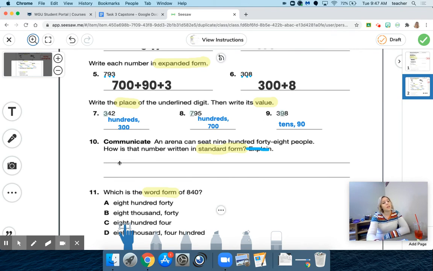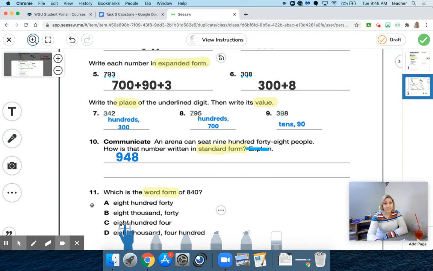Number 10. An arena can seat 948 people. How is that number written in standard form? Remember, standard form is just the number 948. So I'm going to write it the same way I hear it. 948. And that's all you have to do. Isn't that so easy? You guys can rock this. You're going to be so great.